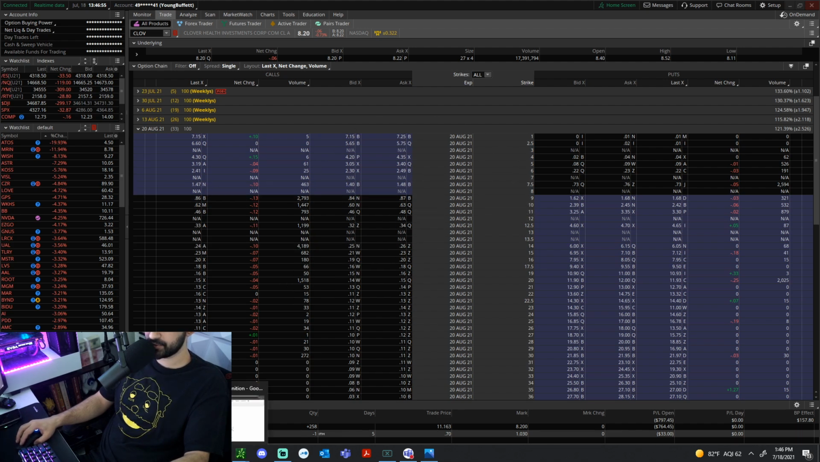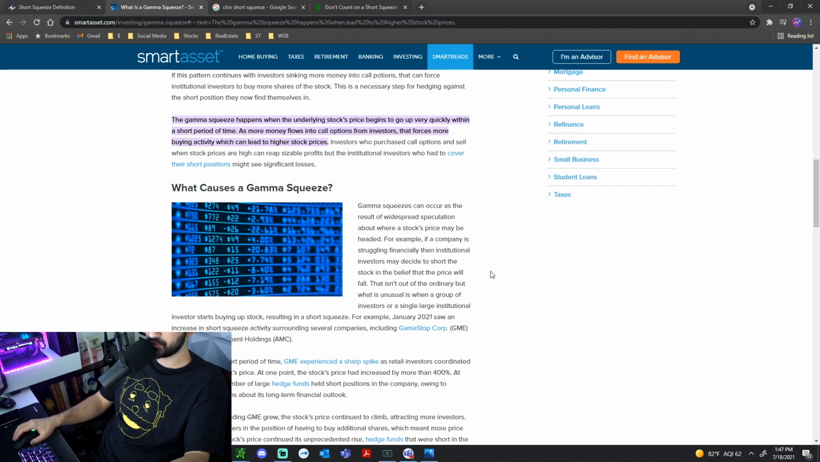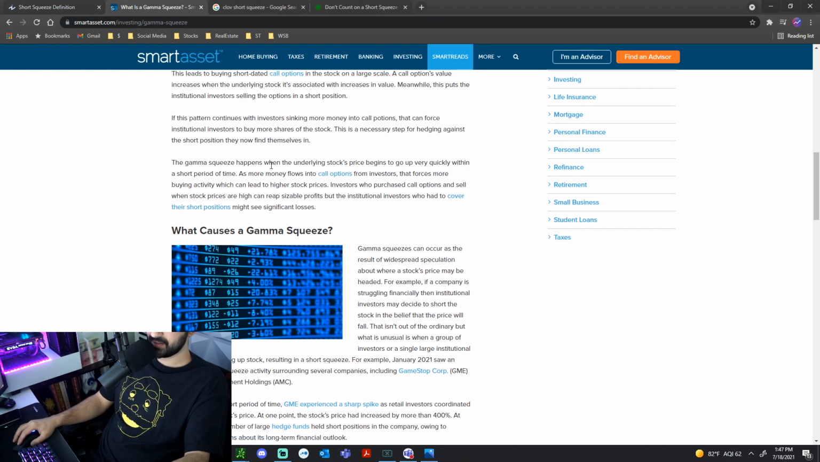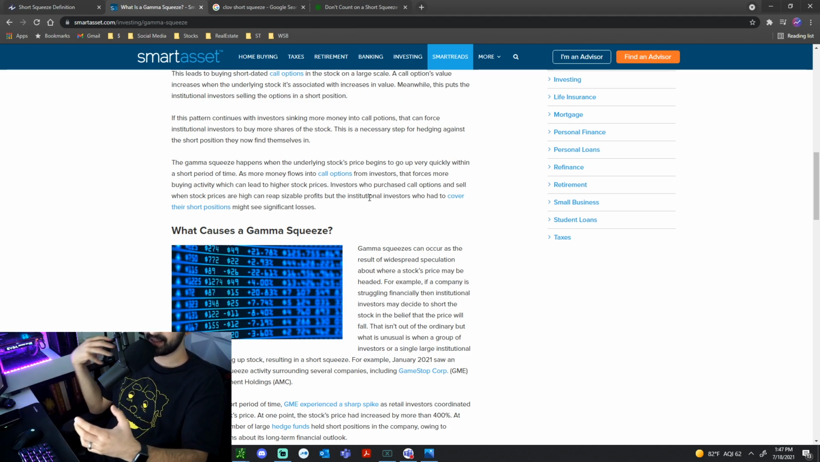A gamma squeeze, if we want to hop over to the definition of a gamma squeeze: a gamma squeeze happens when the underlying stock's price begins to go up very quickly within a short period of time. As more money flows into the call options from the investors, that forces more buying activity, which can lead to higher stock prices. Investors who purchased call options and sell when the stock prices are high can reap sizable profits, but the institutional investors who had to cover their short positions might see significant loss. So they pretty much have to buy those shares and then give you those shares at a discount, and their activity of buying those shares drives the price even higher.